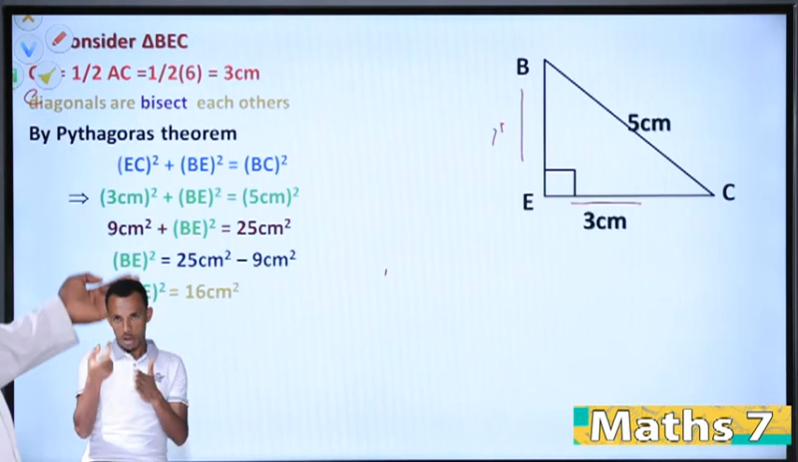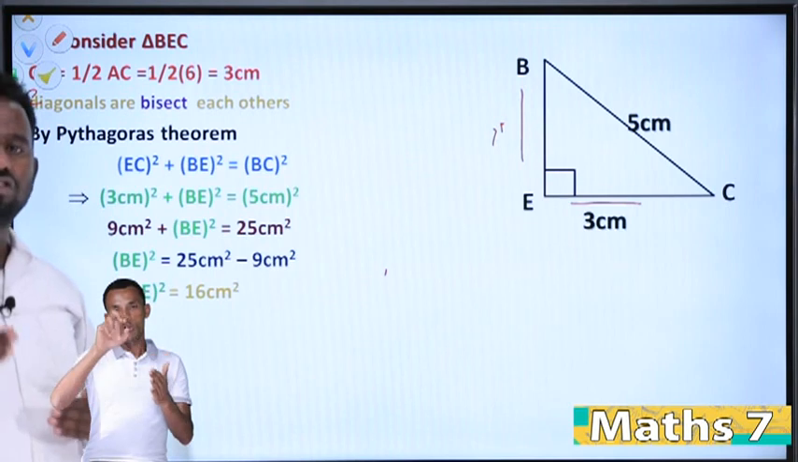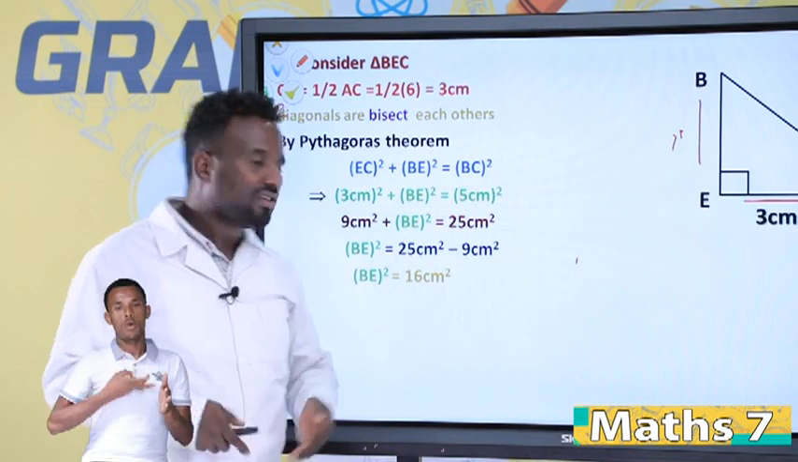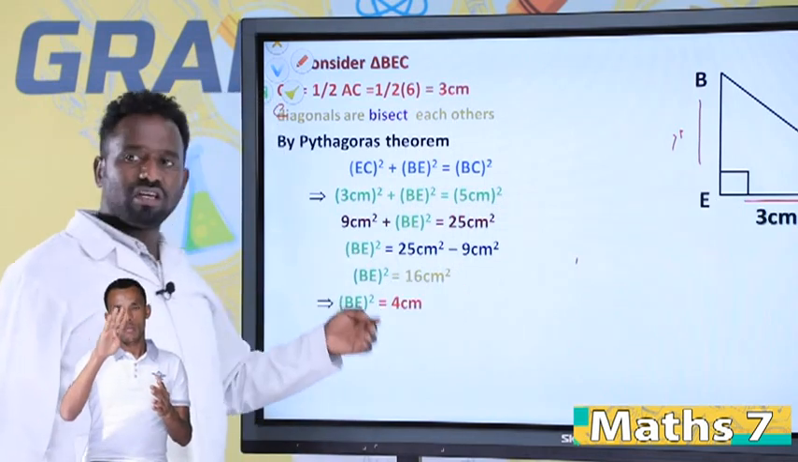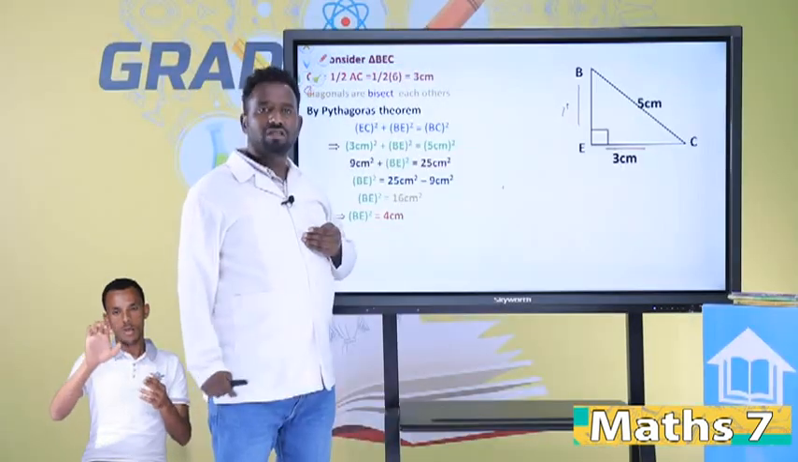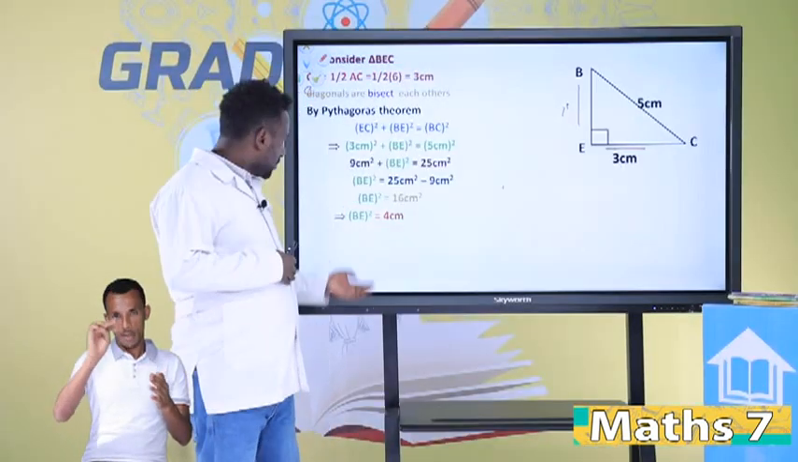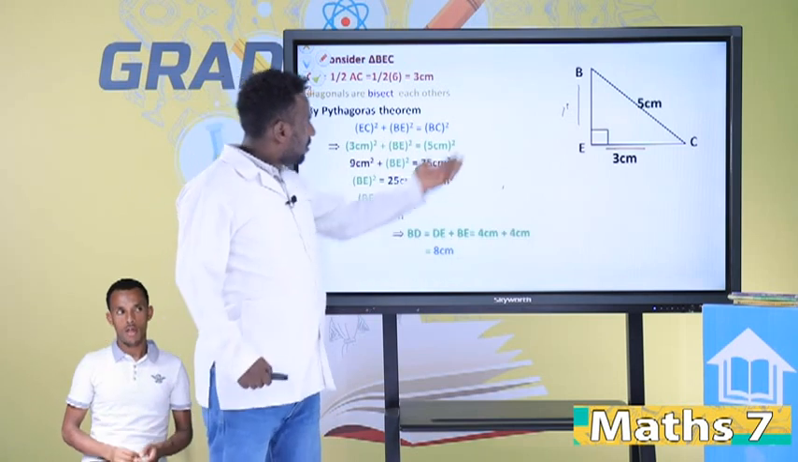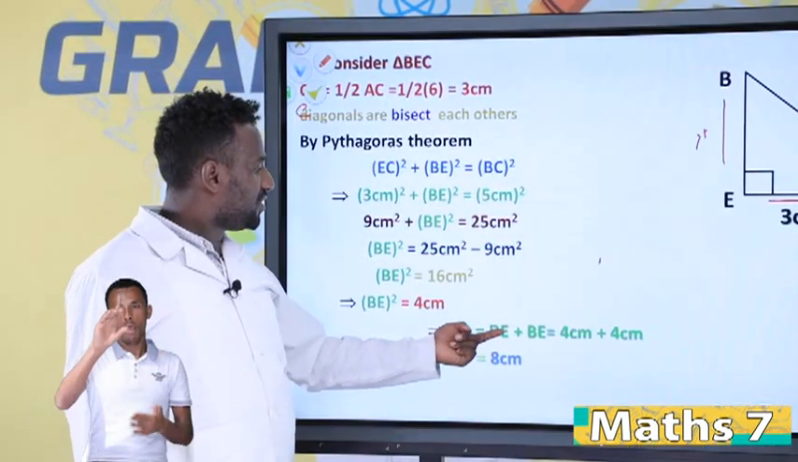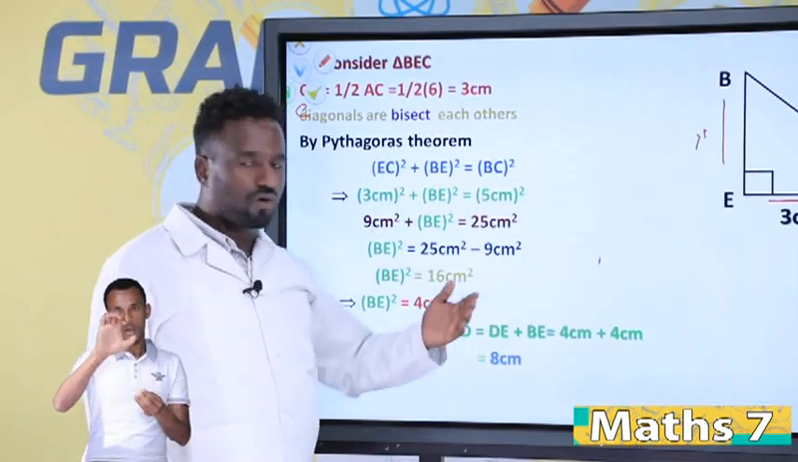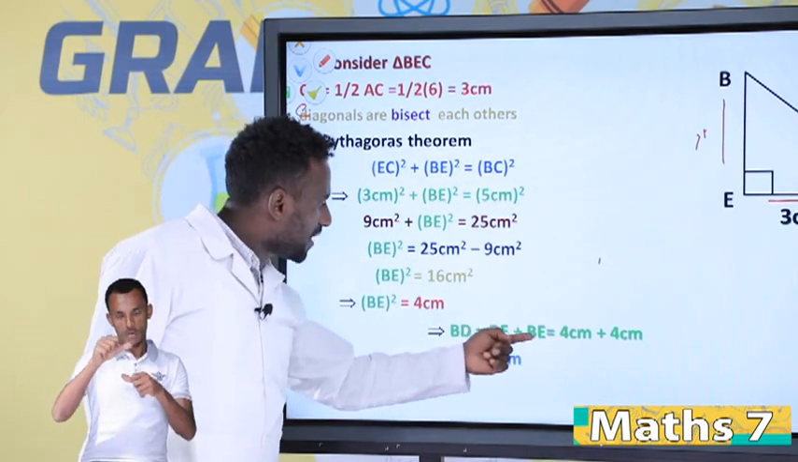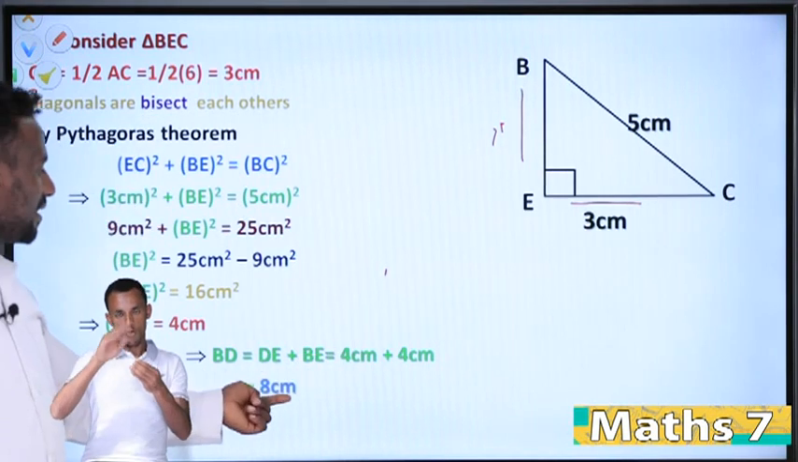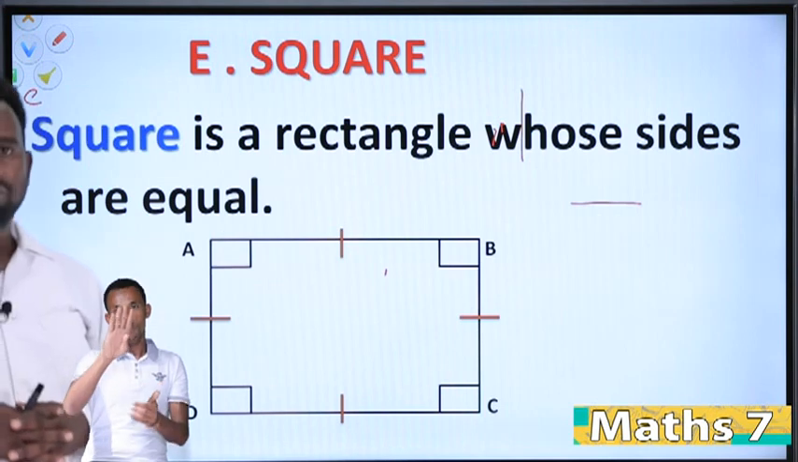So rearranging, BE square means 25 centimeter square minus 9 centimeter square. We get BE square is equal to 16 centimeter square. Then finally BE square means BE times BE, 16 means 4 centimeter times 4 centimeter. So BE means 4 centimeter. On the figure, BD means DE plus BE, because the diagonals bisect each other. DE and BE are congruent, 4 centimeter plus 4 centimeter. BD is 8 centimeter. Good.